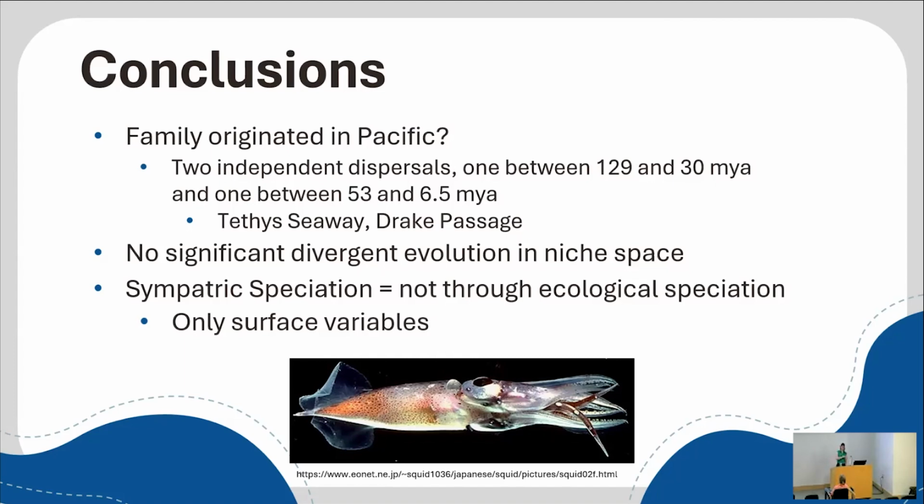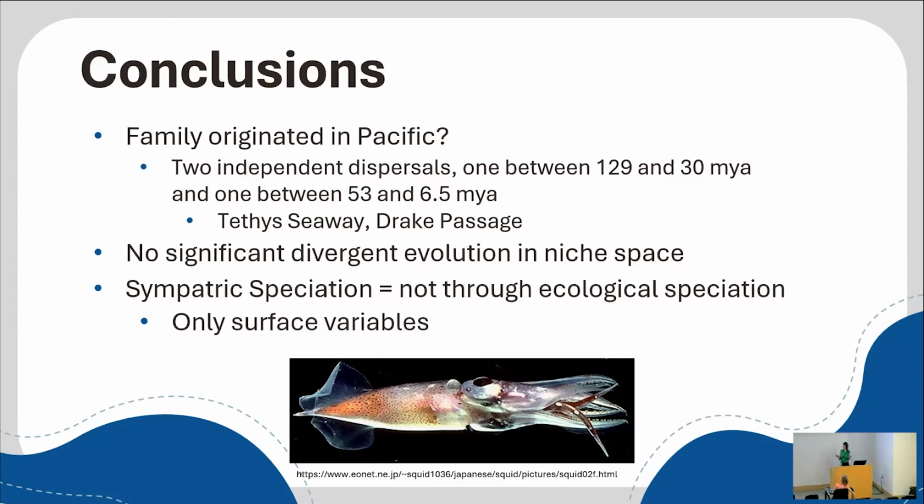It seems that there is no significant divergence in evolution in niche space. And it seems like, yes, there is sympatric speciation possibly going on with these species based on that historical biogeography, but it seems like it's not happening through ecological speciation. Compared with that niche comparison plus these phylogenetic niche models, we're not seeing a ton of ecological speciation.